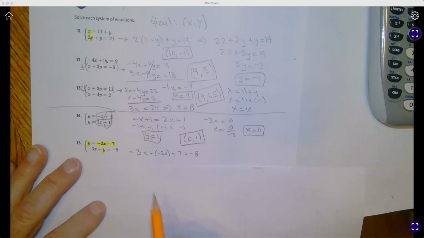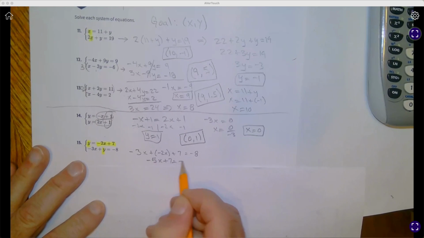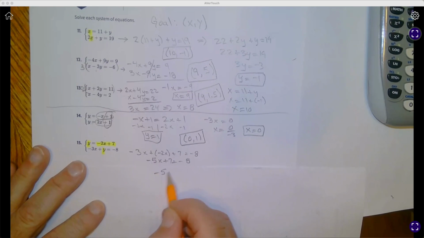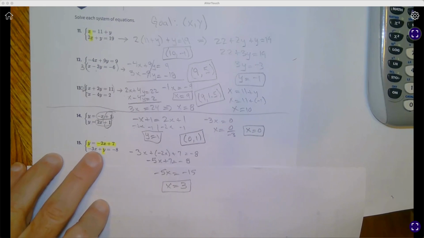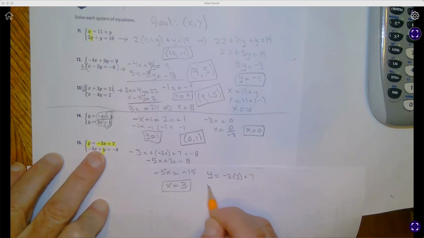Combine your like terms. -3 minus 2 is -5. Subtract 7 from both sides. Don't be scared. Divide by -5. Woo! There's that. Now I'm going to go right here, because I like that I can just go y equals. Put this in my calculator, or for those people that like to use their brain. There's that. Final answer.